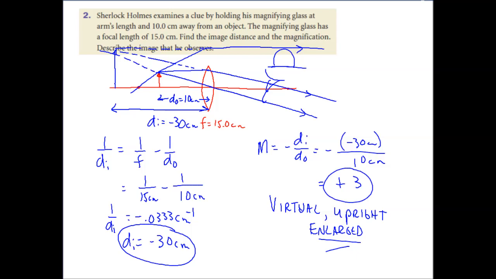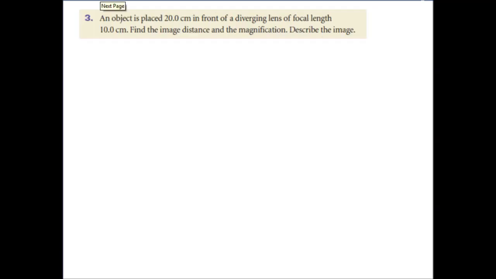And finally, our last example to complete this video. An object is placed 20 centimeters in front of a diverging lens, focal length 10 centimeters. Find the image distance and the magnification. Describe the image. Okay, so again, a diverging lens.